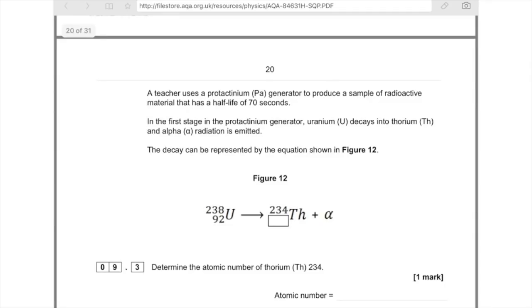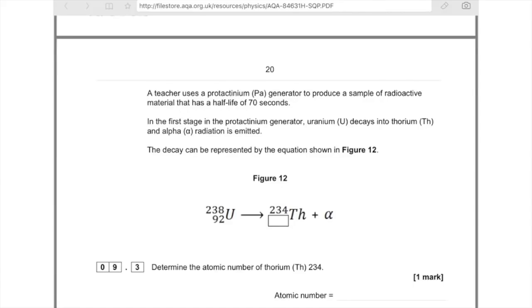A teacher uses a protactinium PA generator to produce a sample of radioactive material that has a half-life of 70 seconds. In the first stage in the protactinium generator, uranium decays into thorium and alpha radiation is emitted. The decay can be represented by this equation. Determine the atomic number of thorium 234.